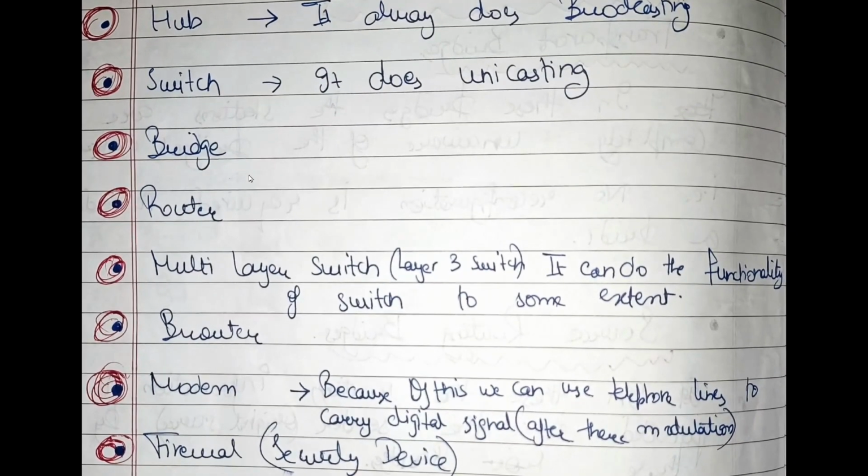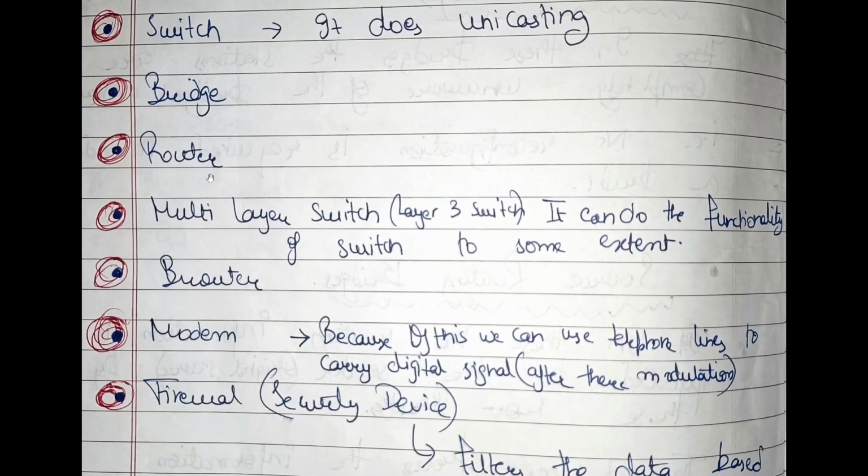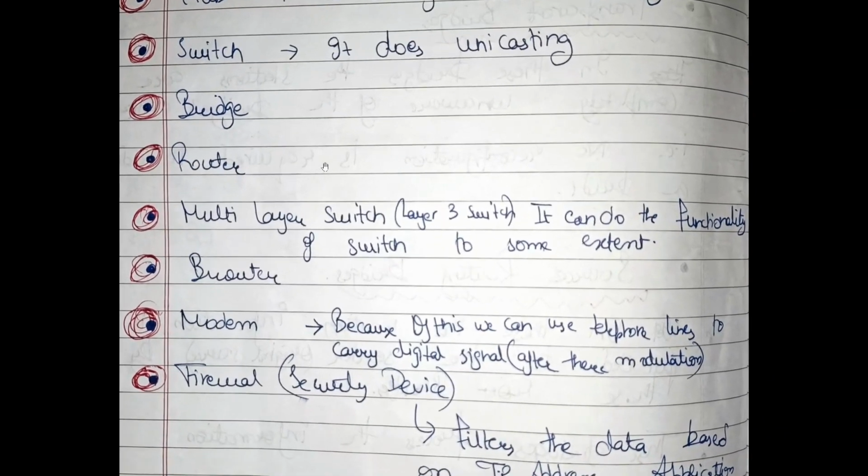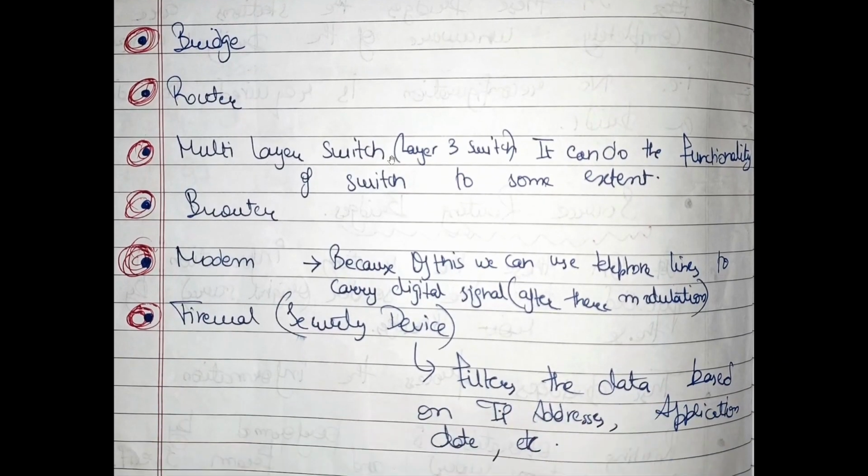Now bridge, router, we read about them. And there is a device which is a multi-layer switch. It's a layer 3 switch. It is a layer 3 device.